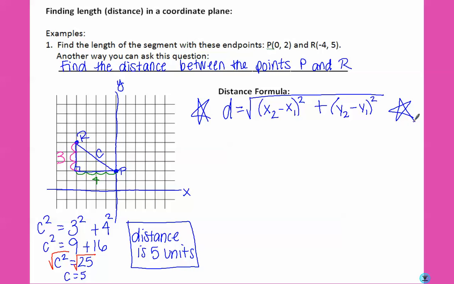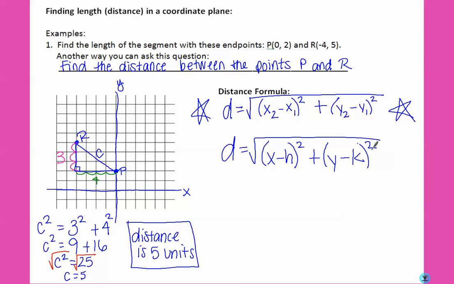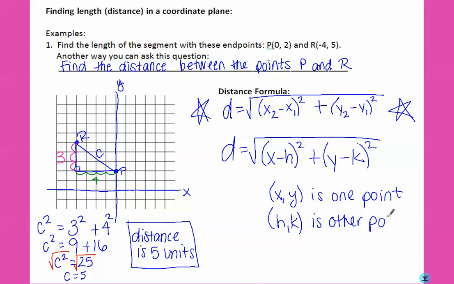Another way that this can be written is that d equals the square root of x minus h squared plus y minus k squared, where x and y is one point and h, k is the other point. When you get into class, we're going to look at the formula sheet and see why this formula might be a little more helpful than the first one.